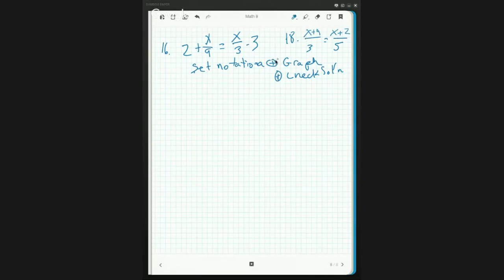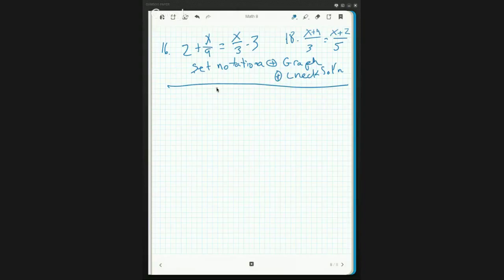Whatever. Okay, let's see if we can do this homework. Enough goofing around. Okay, so here are the two problems that we're going to do. This is number 16, so number 16 and number 18 on the homework. And the job is to write your answer in set notation, graph it, and then check your solution.